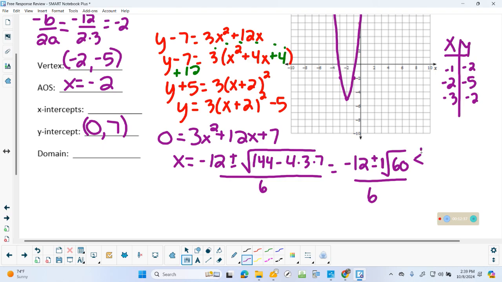The biggest perfect square that goes into it is 4. 4 goes into it 15 times. So I'm going to take the square root of 4 and make it 2 square roots of 15. And I'm running out of room. I really need to learn to write smaller.